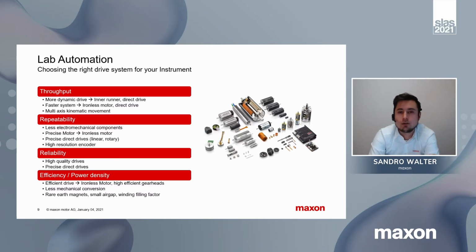And in order to guarantee good repeatability, it is recommended to use ironless motors and to use as few mechanical components as possible in the system. Then, in combination with a high resolution encoder and the cogging-free ironless motors from, for example, Maxon, precision and repeatability is guaranteed. In the case of iron-based motors or stepper motors, the large cogging torque can become a problem in regards to accuracy and repeatability.